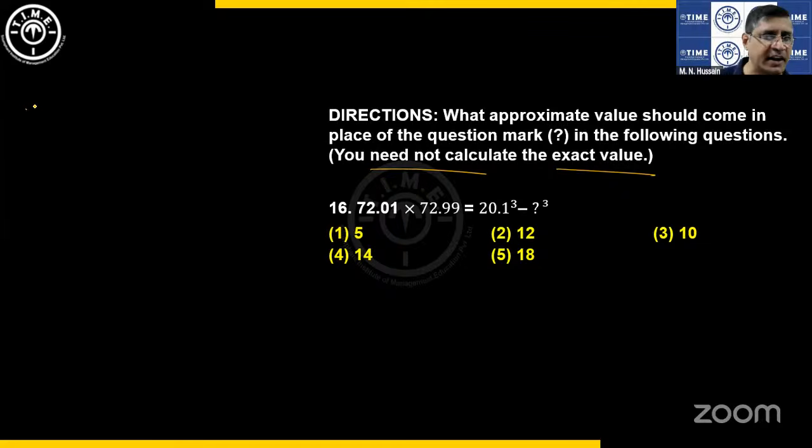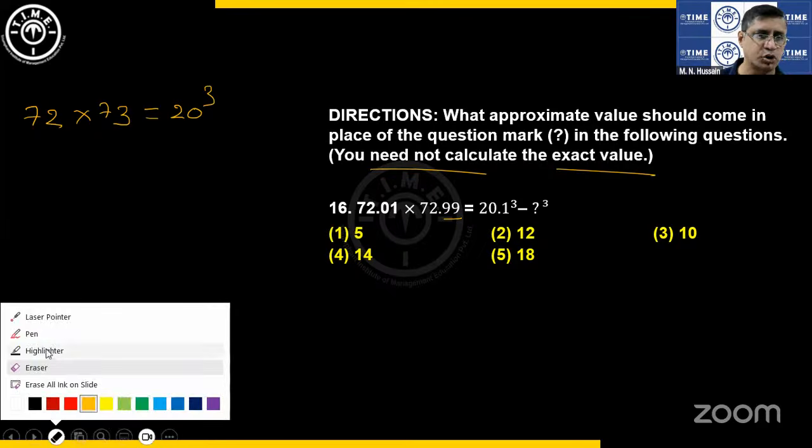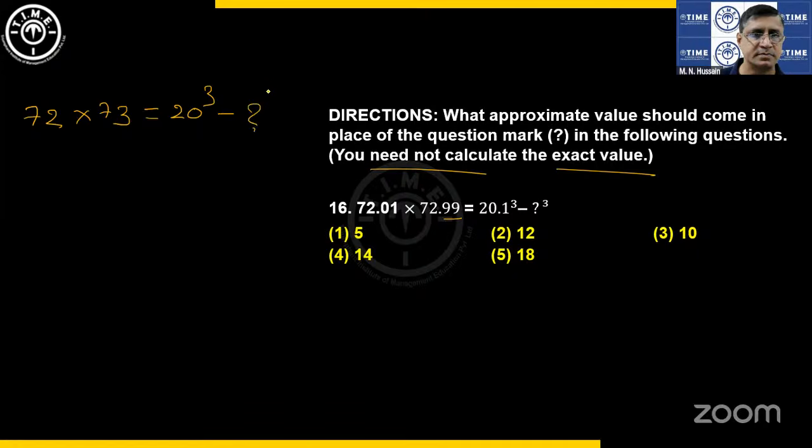Look at this one. 72.01. I'm taking it as 72 because 0.01 is a negligible part. Into 72.99. 0.99 is close to 1, hence I'm assuming it as 73. Now 20.1. 0.1 is a negligible part, so 20 cube minus question mark cube. Now 20 cube means it is 8,000. Now how much is the value of 72 into 73?